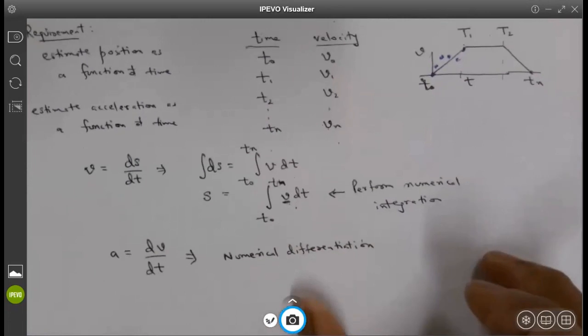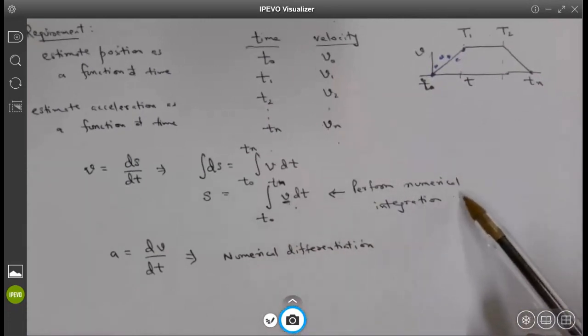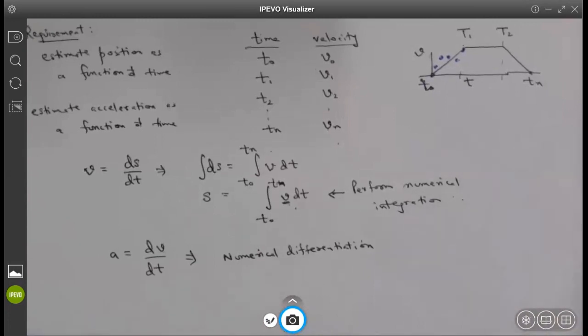But before I go into the details of what the numerical integration techniques and numerical differentiation techniques are, two things. First, are you following what I'm trying to describe here? Is everybody on the same page? Everybody's following it? Okay, great.